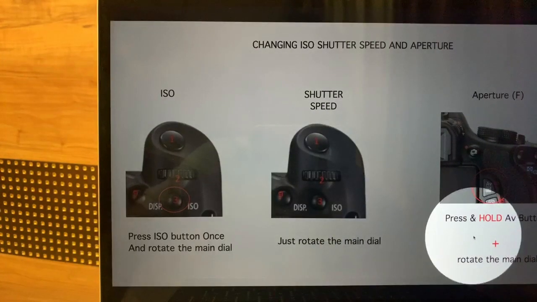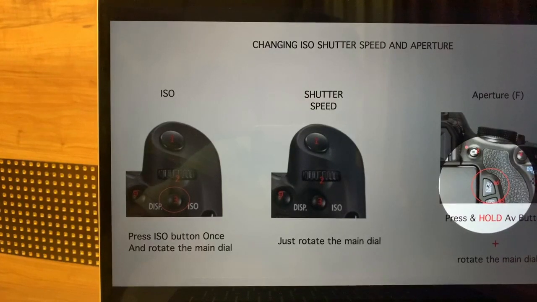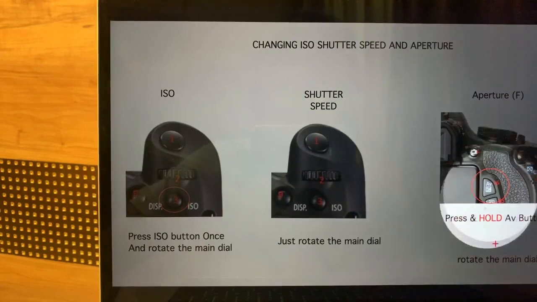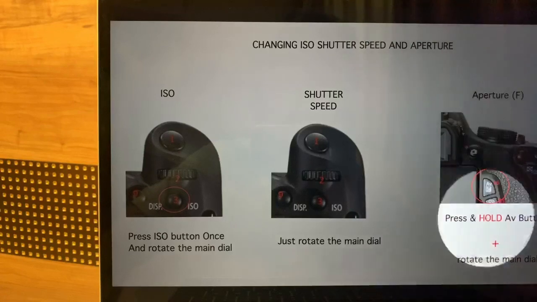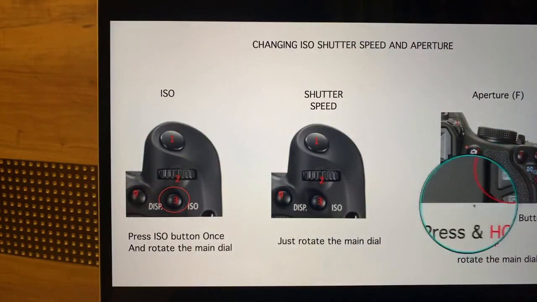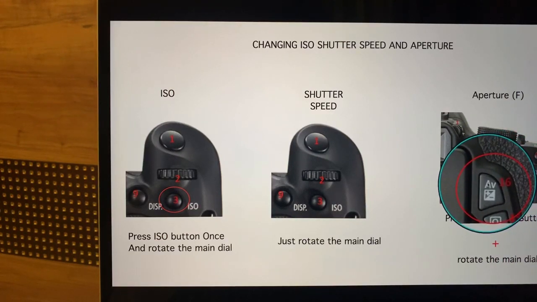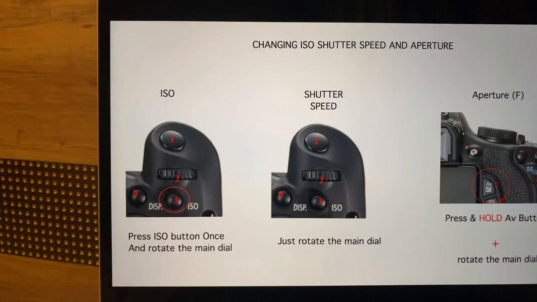But if you press and hold the AV button, which is behind your Canon entry-level camera, and rotate the main dial simultaneously, means you are holding this AV button and rotating the main dial while holding down this AV button, what is going to happen is the F number is going to change.